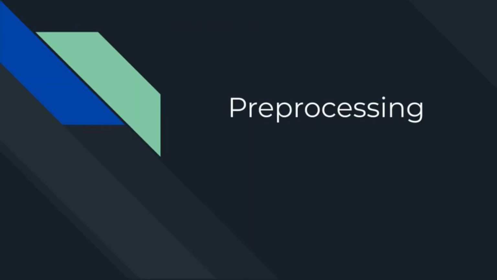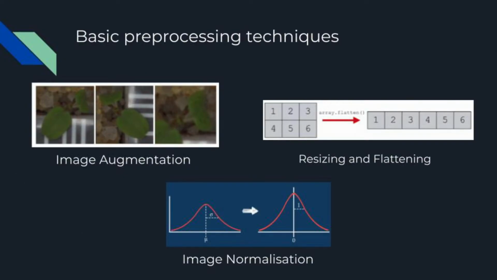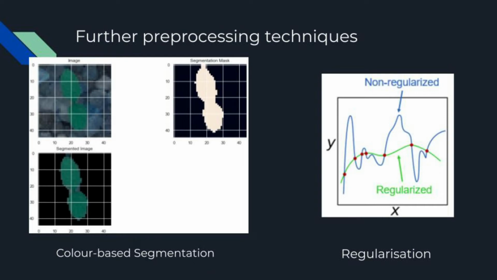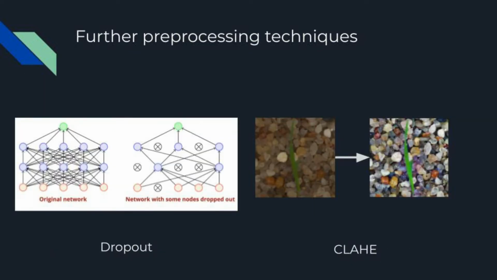Next, moving on to the pre-processing, our team used three basic techniques, namely image augmentation, resizing and flattening, and image normalization. Furthermore, to improve the performance of our models, we use pre-processing techniques such as color-based segmentation to remove additional noise in the training images. Another technique we used is regularization, which is a form of regression that constrains or shrinks the coefficient estimates towards zero. One of the regularization techniques we applied is dropout.